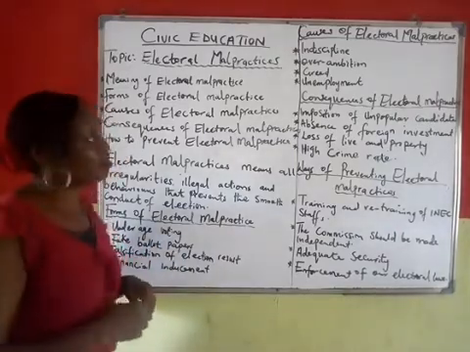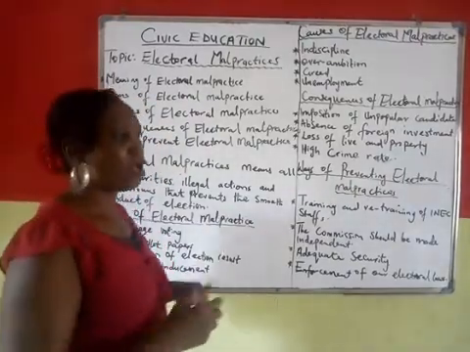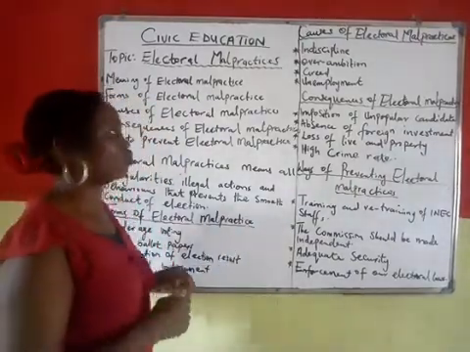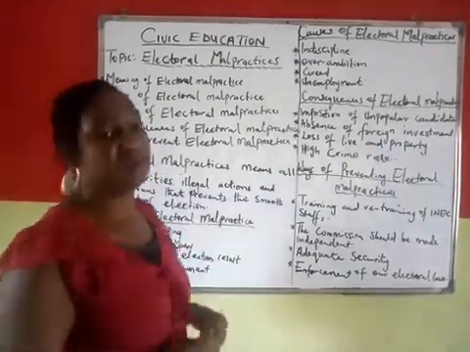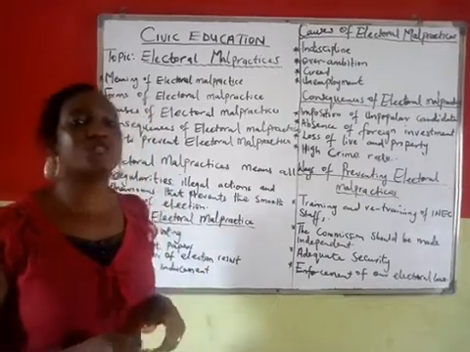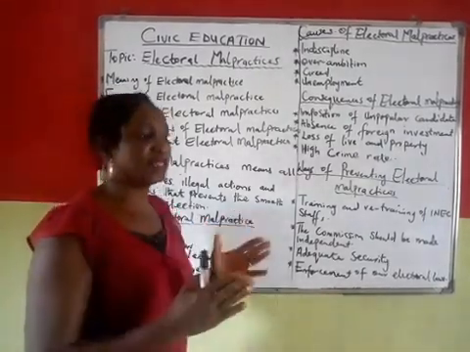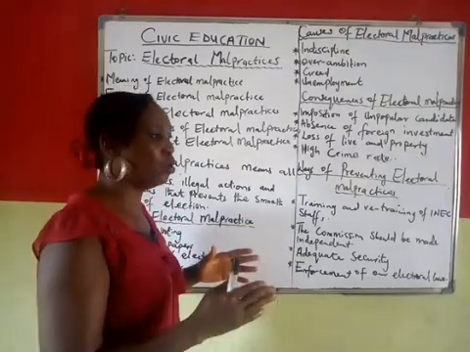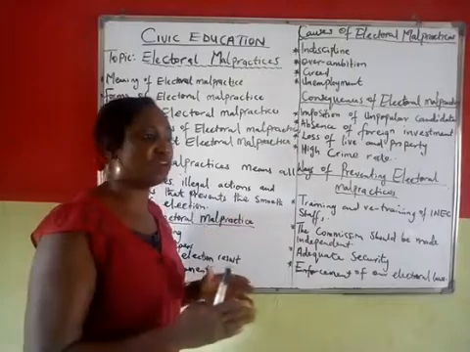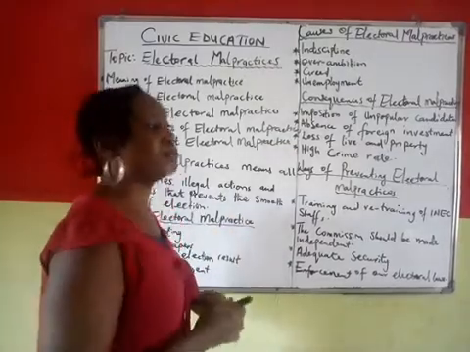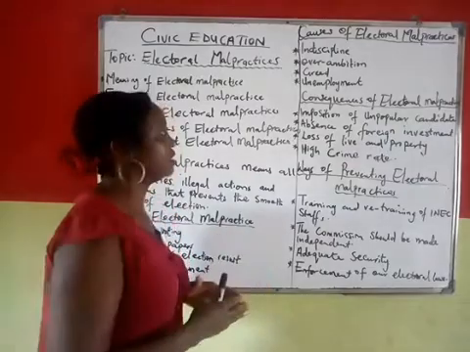Then we have causes of electoral malpractice. Why do we have electoral malpractice? One of them is indiscipline, because people are not disciplined. People cannot take their yes to be yes and their no to be no. People cannot see what is wrong and stamp it to be wrong, because money is involved, because a lot of things like your integrity is involved.